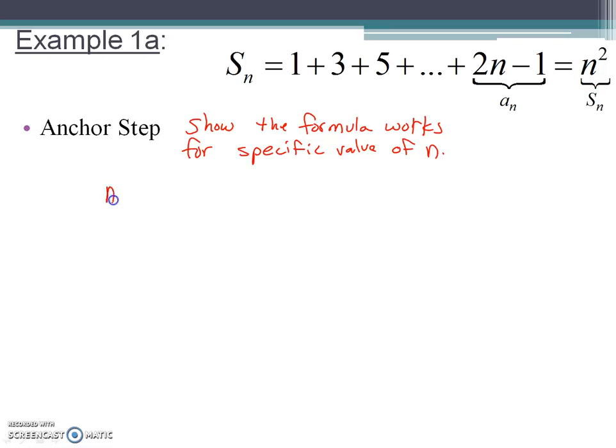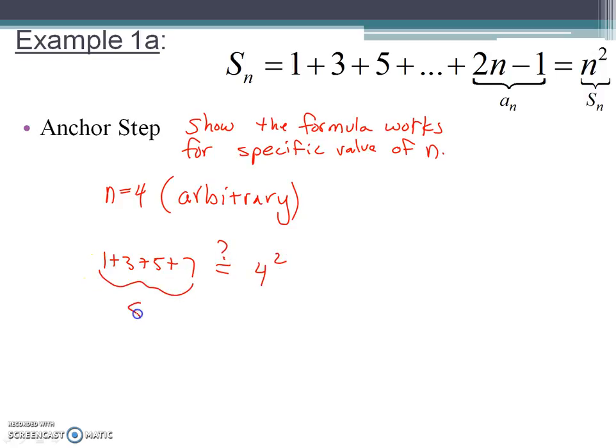So I'm going to choose n equals 4. That is 100% arbitrary. In other words, you can choose any number you want. You can choose 1, you can choose 2, you can choose 1,000, whatever you want. Completely arbitrary. So what this is saying is take the first 4 terms, 1 plus 3 plus 5 plus 7. Is that equal to 4 squared? In other words, here's the first 4 terms. This is the sum of the first 4 terms. Is this equal to this equation with 4 plugged into it?